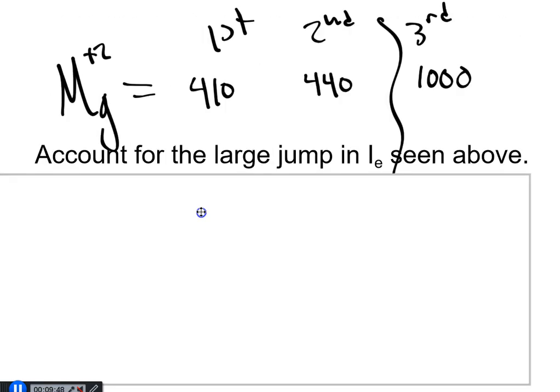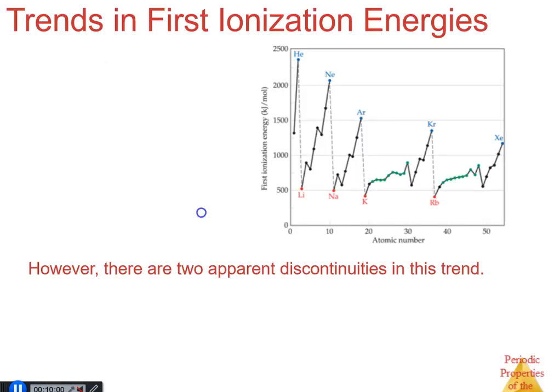Okay. Account for the large jump in ionization energy seen above. We just kind of did that. We are now trying to remove a core electron after the first two have been removed. You okay with that? We're not going to spend time on that one. All right. However, there are two apparent discontinuities in this trend. Because it's chemistry, there is always a pain in the butt. But wait a minute. And that's what we have here.